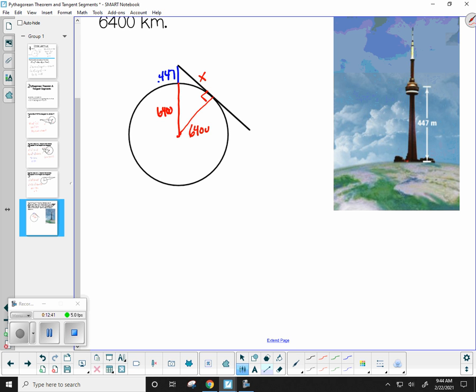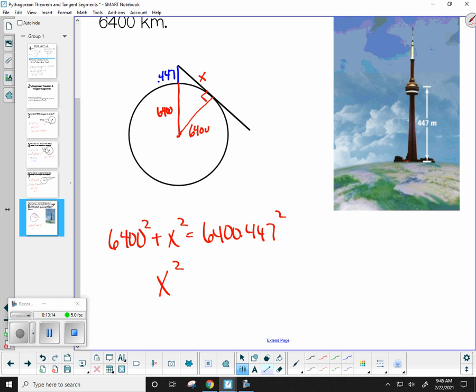All right, so really it ends up being a Pythagorean theorem problem. Okay, so here's my a squared, my b squared, my c squared. Here is going to be a radius plus the observation tower. So we have 6,400 squared plus x squared equals 6,400.447 squared. So I end up just subtracting the two. I did the 6,400.447 squared minus 6,400 squared.